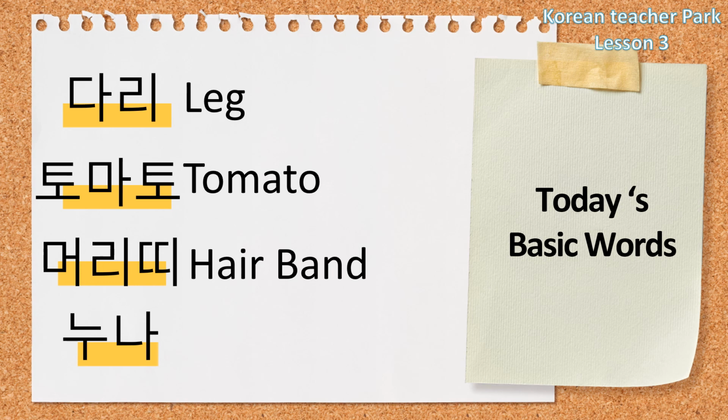Last, how to speak? Yes, 누나, 누나. What does 누나 mean? It means older sister, but it can only be used by men to address a sister. Women cannot use this word. It's similar to the word 오빠. Men cannot use 오빠. Women cannot use 누나.